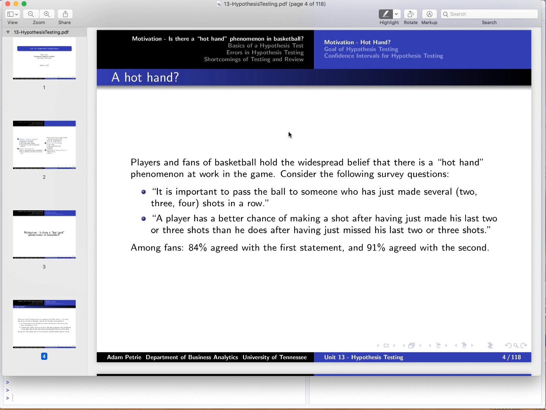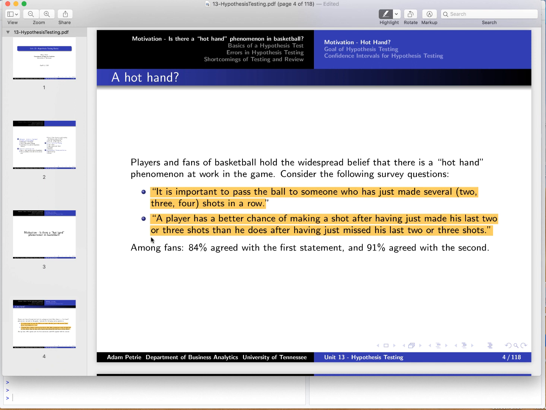And so there have been polls, there have been surveys that gauge the prevalence of this sort of belief. A few questions that we've seen before in past research. Some people were being asked, is it important to pass the ball to someone in basketball who has just made several, like 2, 3, 4 shots in a row, because they're on a streak, they're in the zone? And a separate question, does a player have a better chance of making a shot after having just made his last 2 or 3 shots than after having just missed his last 2 or 3 shots? So 2 questions that were posed to fans and players alike.